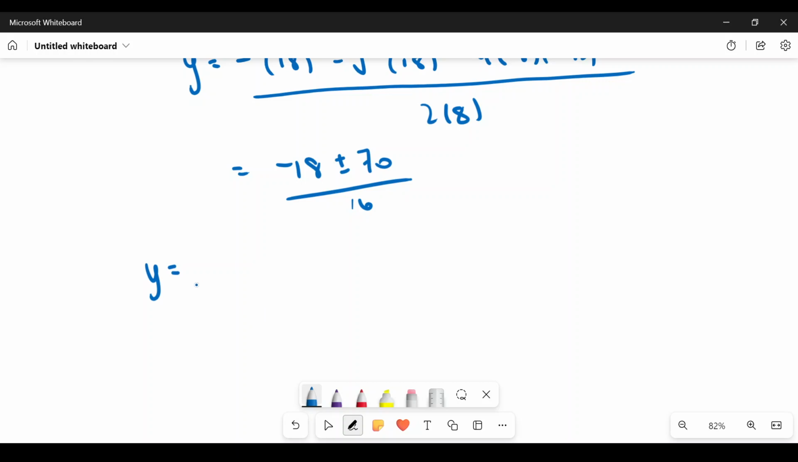So I could say 52 over 16, which reduces to something nicer, 13 over 4. And the other possibility for y would be a negative answer, and y is a measurement. It's the length of a line piece, so the negative doesn't apply. So therefore, that's my value of y.